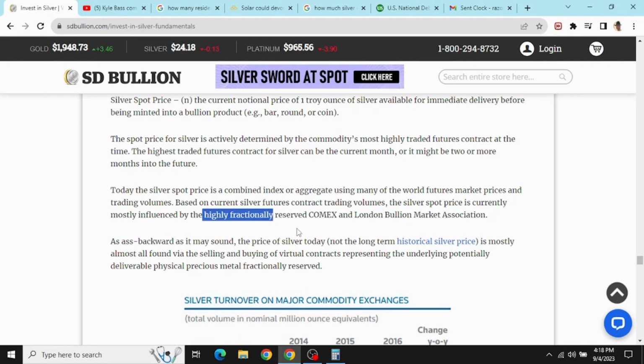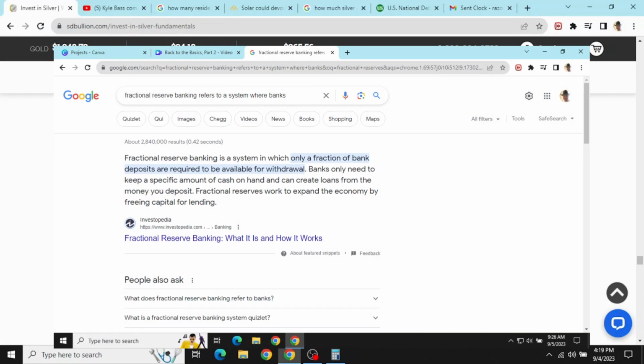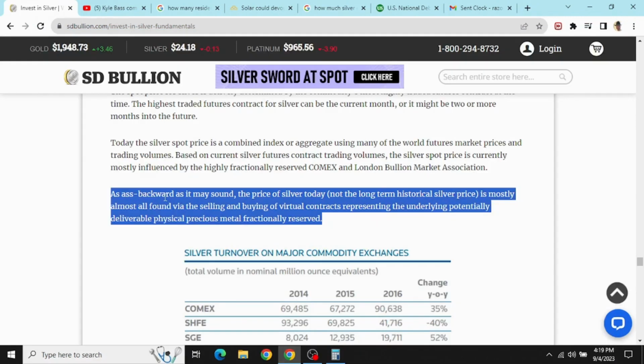And I had to look that up because I really wasn't sure, that's a banking term. In other words, they will loan out so much more than they actually brought in. And as it says right here, the author writes, ass backwards as it may sound, the price of silver today, not the long-term historical silver price, is mostly, almost all, found in selling and buying of virtual contracts representing the underlying potential deliverable physical precious metal, fractionally reserved.